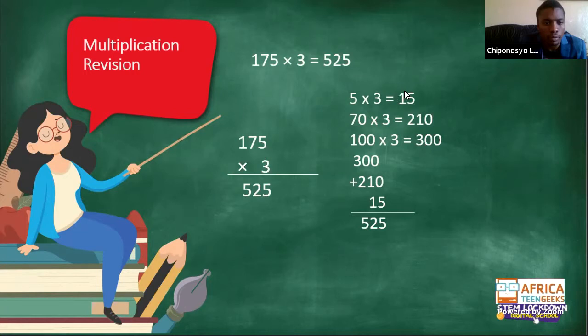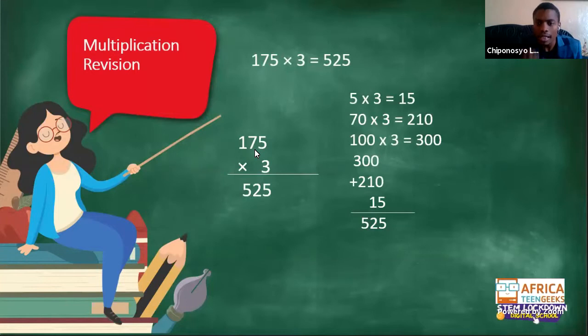So you come to this process where now I'm multiplying. I take the 3 and say, 3 times 5 gives me 15. Then 3 times the 70 gives me 210. Then 3 times 100 gives me 300. I add everything together, I get 525. It's fine, it's only 1 digit being multiplied by 175.